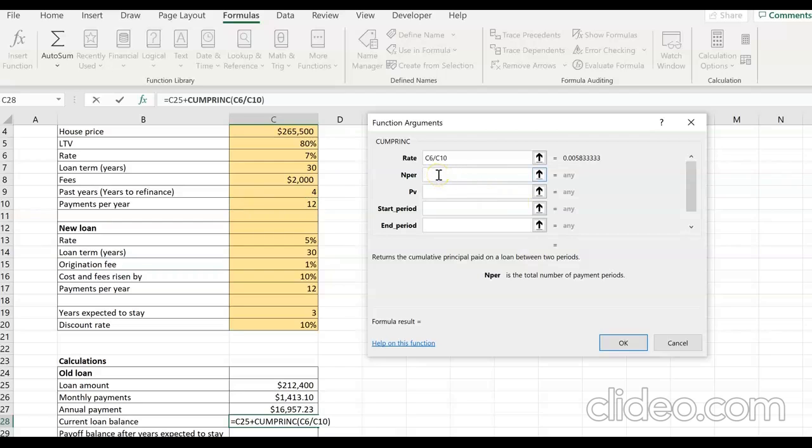And then the end period would be the 30 years multiply by 12 months. And then I have the present value with the start period 1, the end period should be 4 years multiply by 12. Then the type would be 0.